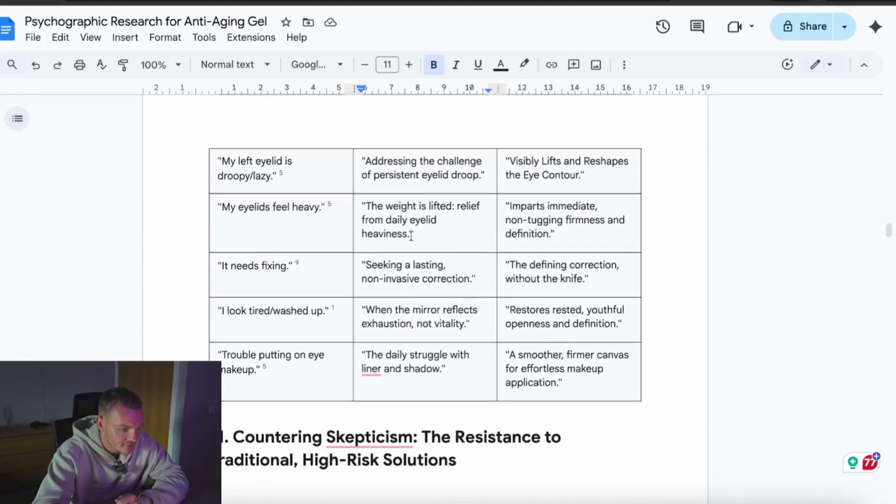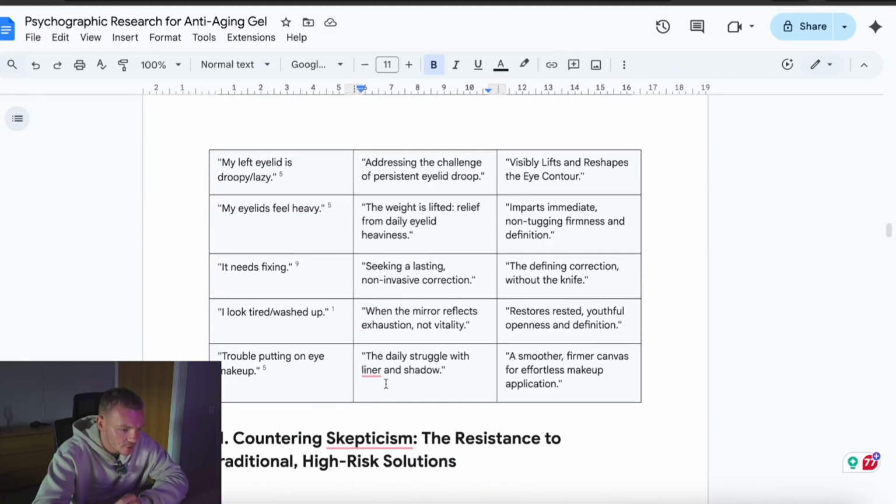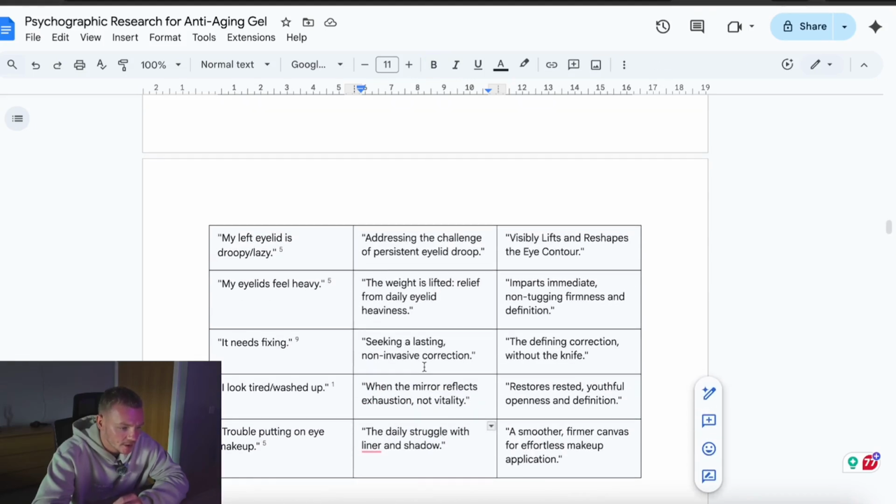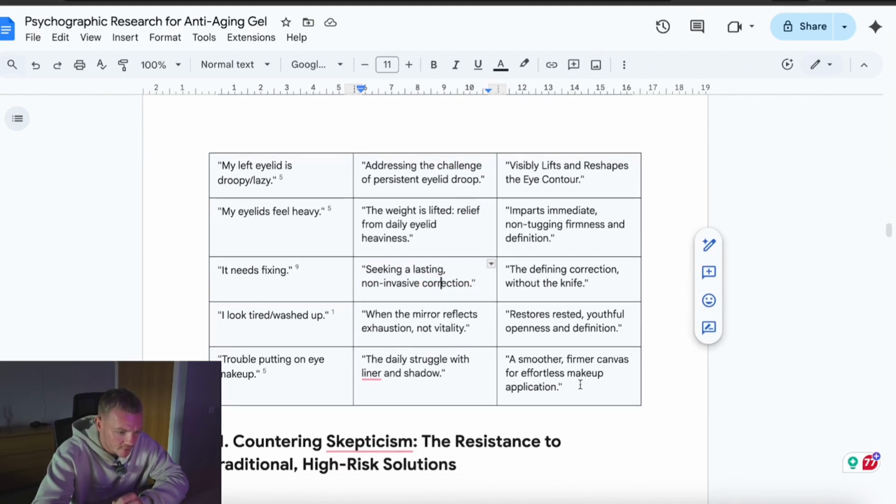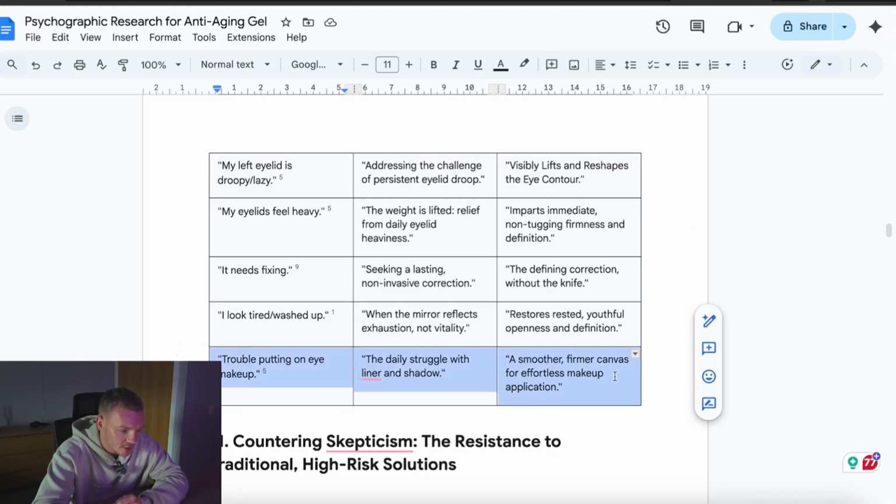Strategic messaging, so it's giving us the daily struggle with liner and eyeshadow. Again, that's a really good one. Seeking a lasting non-invasive correction. What else have we got? A smoother, firmer canvas for effortless makeup application. So this seems to be a really good angle, the makeup one.